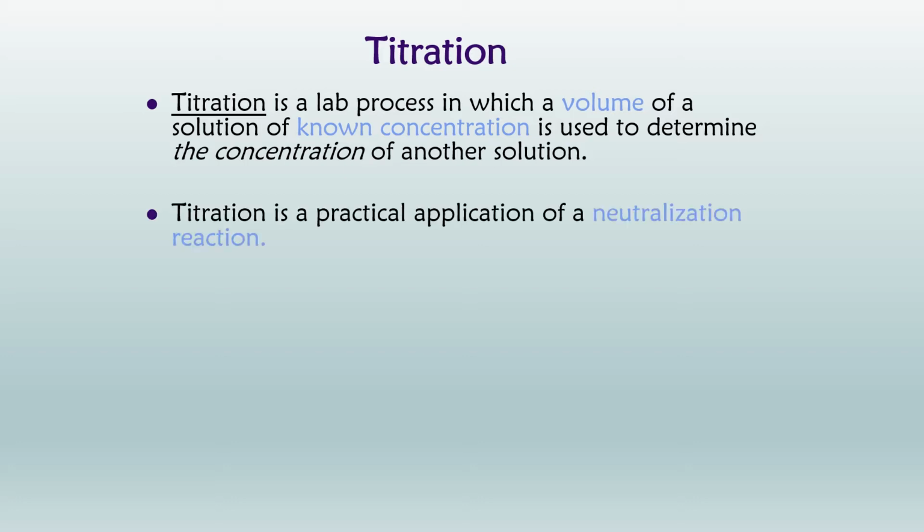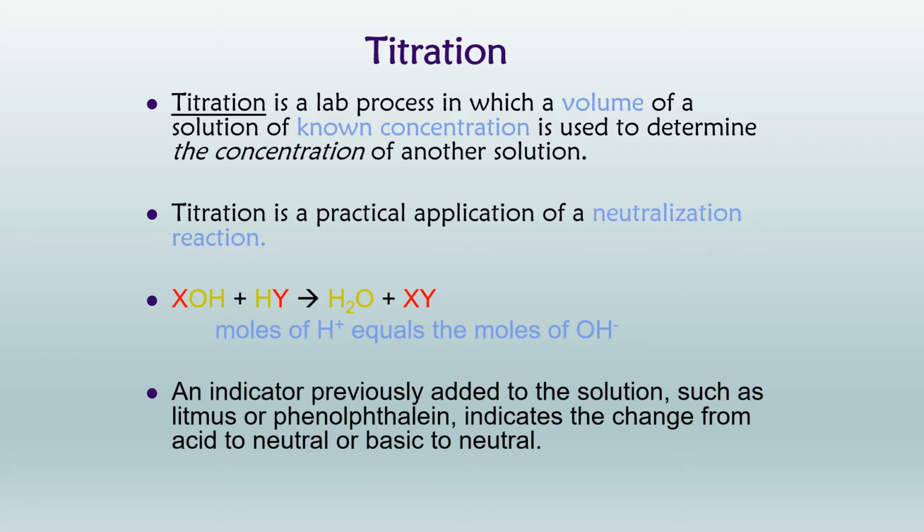So it's basically a practical application of a neutralization process where we have an acid which has hydrogen ions and which is reacting with a base that has hydroxide ions, and both of them react to form water and a salt. The number of moles of the hydrogen ions have to be equal to the number of moles of hydroxide ions so that both of them can combine to make water. And we use indicators in this process that indicate the change from the acid to a neutral solution or from a basic solution to a neutral solution.